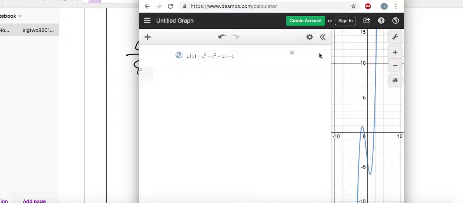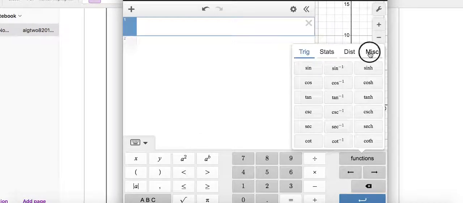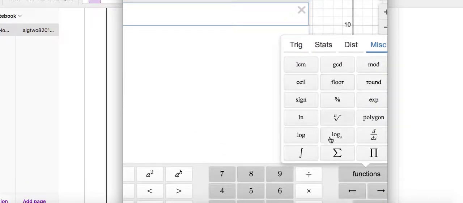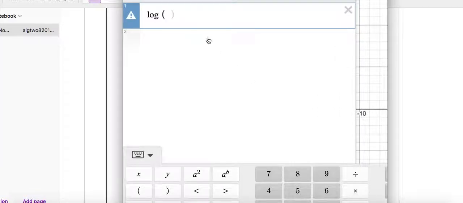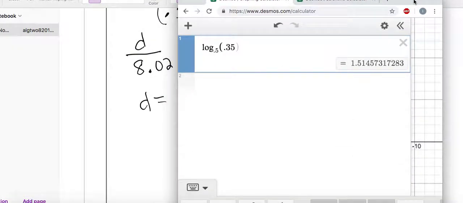And I don't need the graph. All I need now is I need to use a function, miscellaneous, and I want to use log with chosen base, not the natural log or common log. You could have, but then you'd have to do it on both sides. I'm doing it with the base we chose. So it was log base 0.5 of 0.35, but we multiplied by 8.02. The problem is if we round too early, we might miss out on some value.